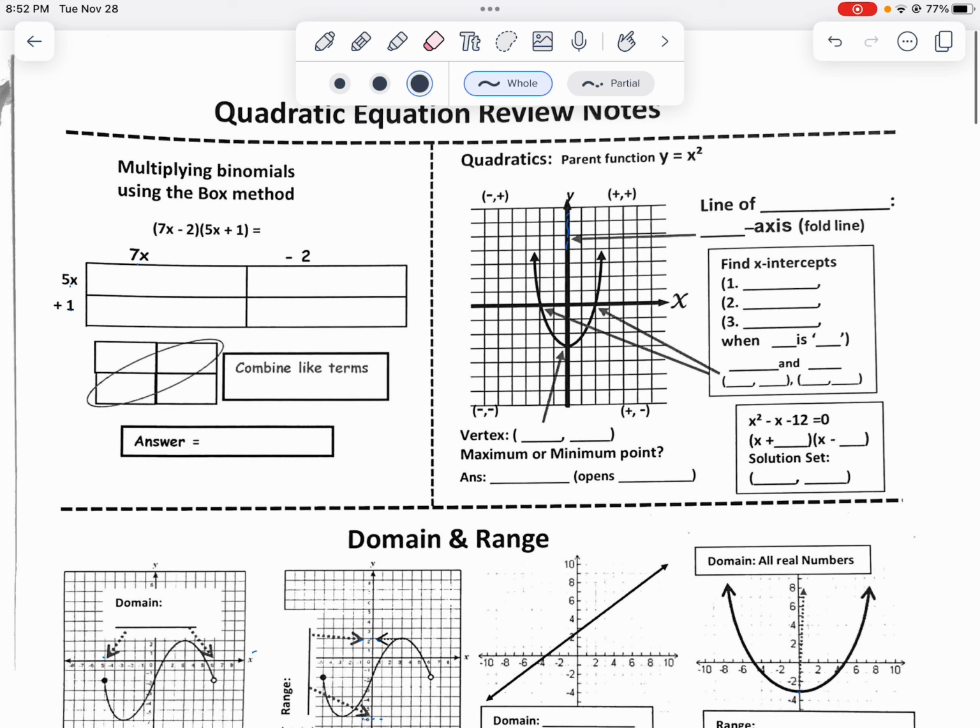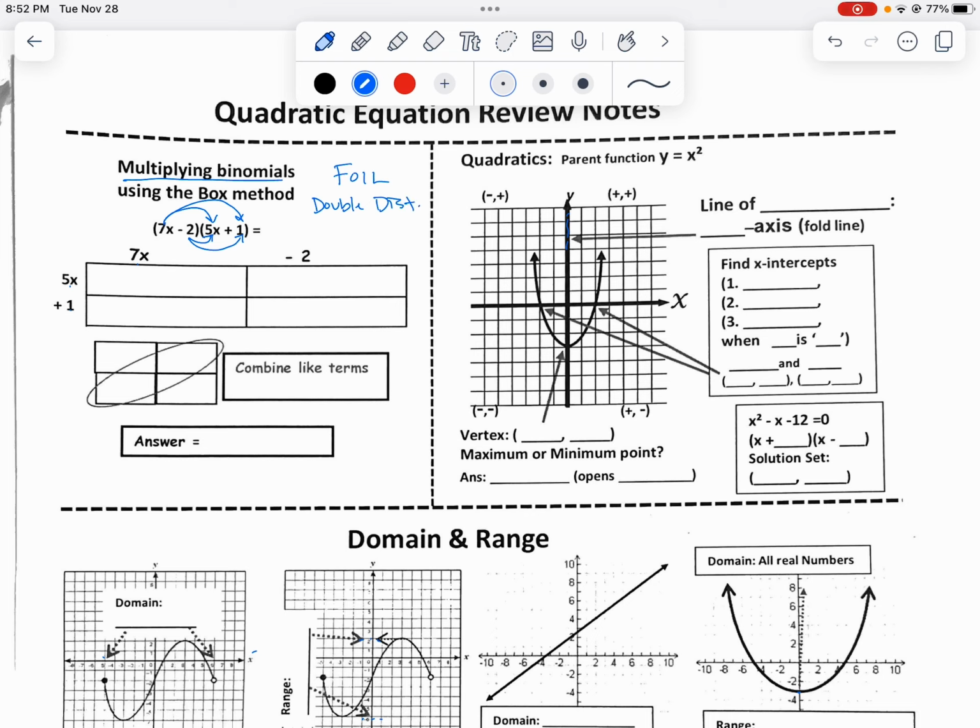So here we go. We'll get started with a reminder of how to multiply binomials. One method that we use is FOIL, where we multiply the first, and then the outer, and then the inner, and then the last. We can also use this same idea of double distribution.